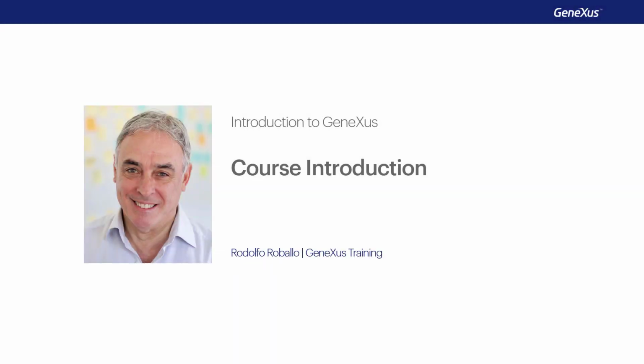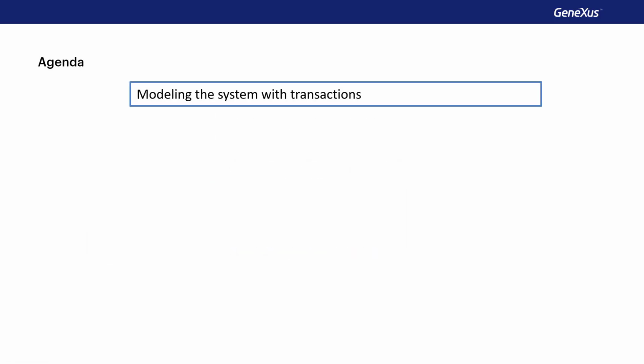Following are the main topics we'll be developing throughout this course. We'll start with modeling the system with transactions. Here, we'll see how to create a GeneXus project, called Knowledge Base, as well as how to identify the system's entities and model them in GeneXus using the transaction object.